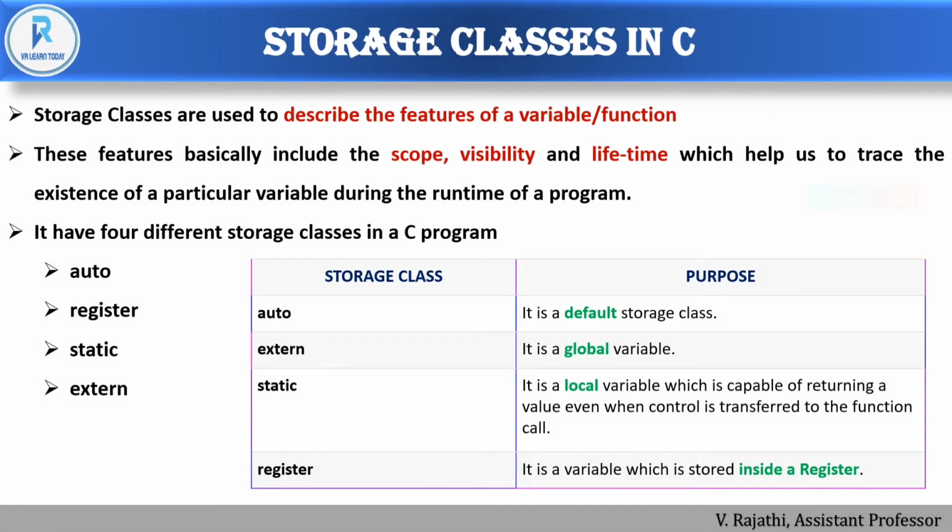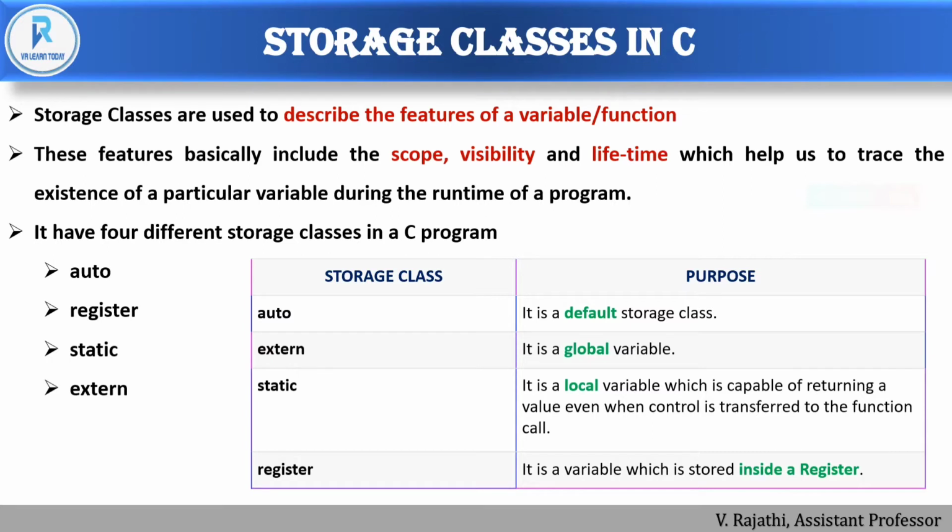First we have to know what storage classes are. The storage classes are used to describe the features of a variable or function. These features basically include the scope, visibility, and lifetime, which help us to trace the existence of a particular variable during the runtime of the program. There are four different storage classes in a C program: auto, register, static, and extern.